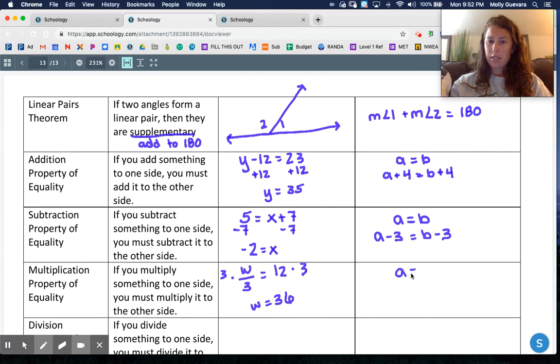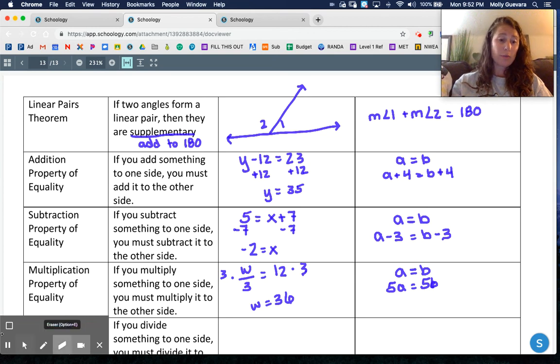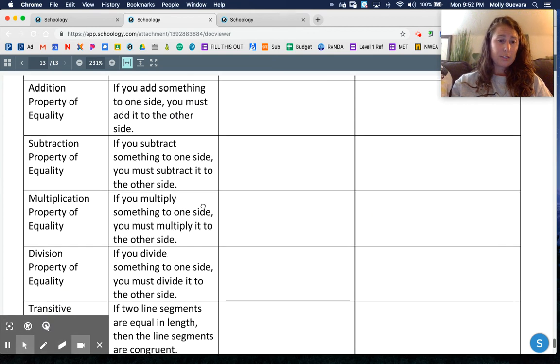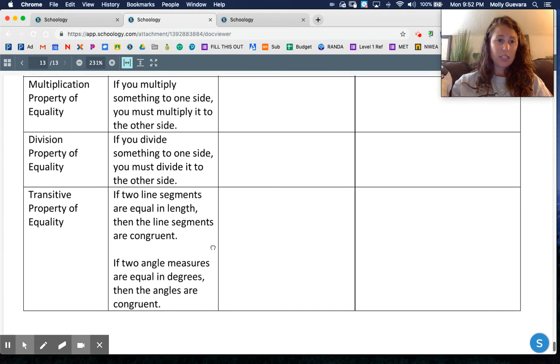Same thing here, a equals b, right? If I multiply by 5, so 5a, I also have to multiply by 5. Hopefully we're feeling good. Again, these are things that you guys know how to do. You just probably didn't know what it was called. Okay, just a couple more here.